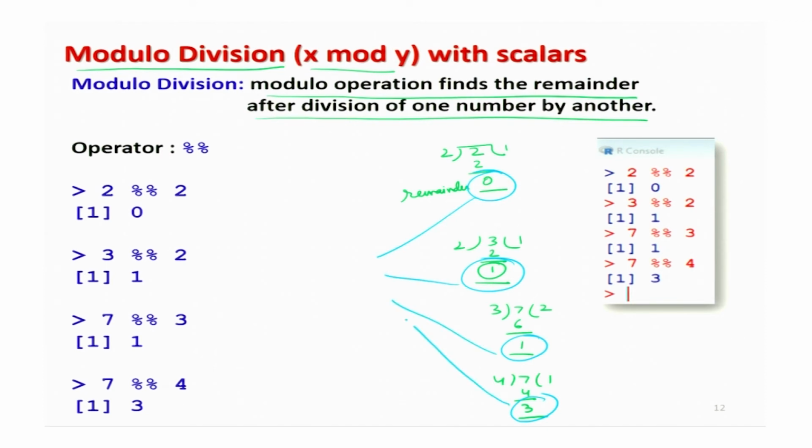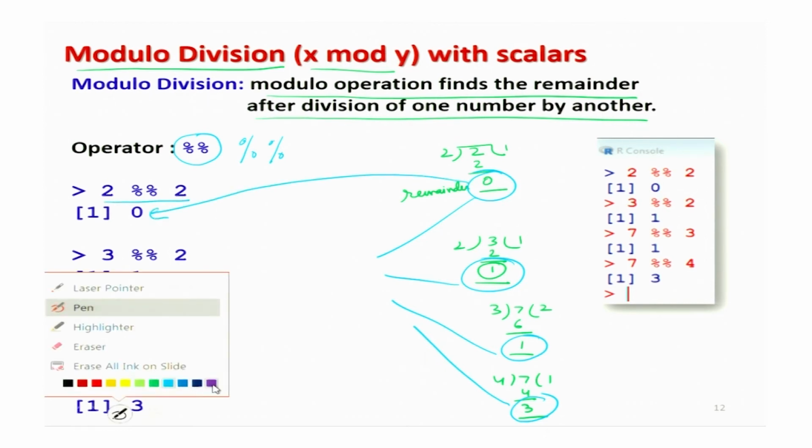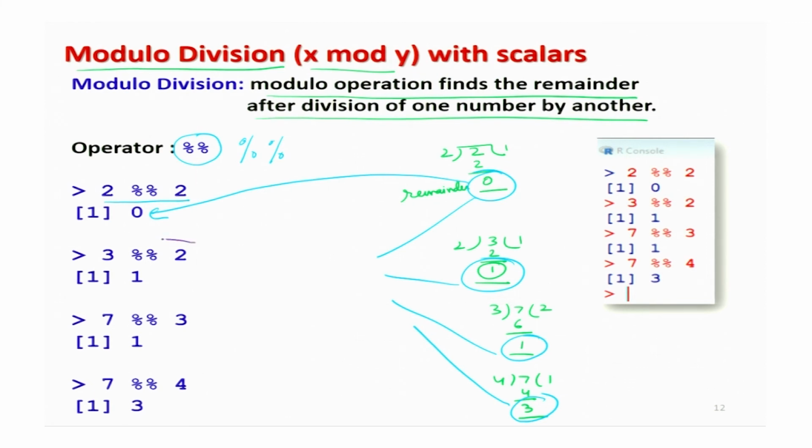So for example, the symbol for operating the modulo division in our software is two percentage signs, like this. So if you try to have 2 mod 2, which is 2 modulo division by 2, then its answer is going to be 0. And similarly, if you try to have 3 mod 2, which is 3 modulo division by 2, its remainder is 1, which is the answer here.